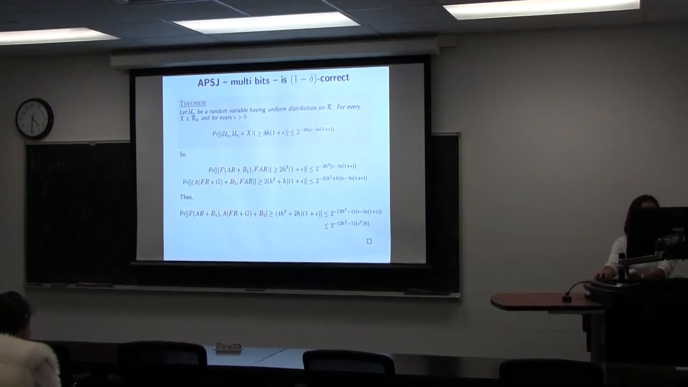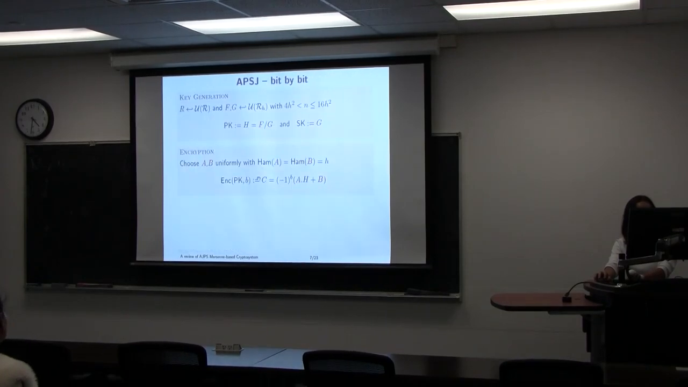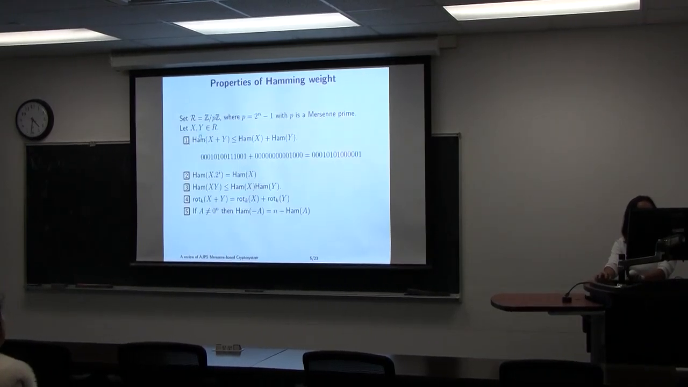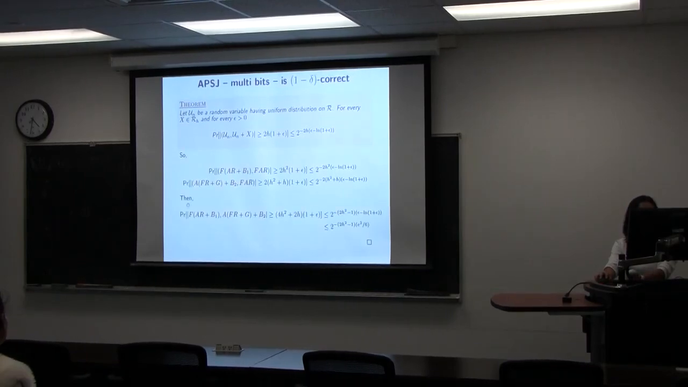And we also apply the theorem again, and then we have the second inequality. After that, because we know the property of the Hamming weight, the Hamming weight of X plus Y will always be bounded by the summation of the Hamming weight of X plus the Hamming weight of Y. So we just apply this triangle inequality, and then we obtain the third inequality.